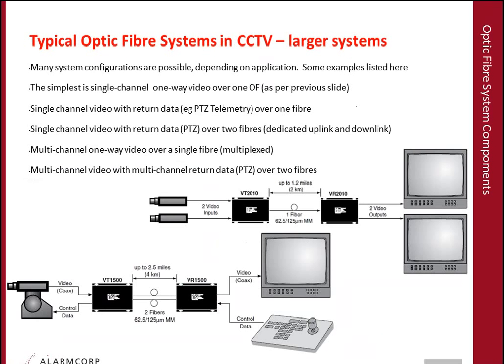Let's look at a larger system. In this case, we have multiple video inputs. We have single channel video with a PTZ camera, so we need control telemetry back. And if we see here in the first example, we have two channels of video being run over a single fiber. In the bottom example, we have a video and telemetry link running over two fibers. So this gets back to the design question we had. Do we know whether we have a single fiber or whether we have multiple fibers available? And those sorts of questions, once we have the answers, allow us to then select the best optic fiber modules for the job.